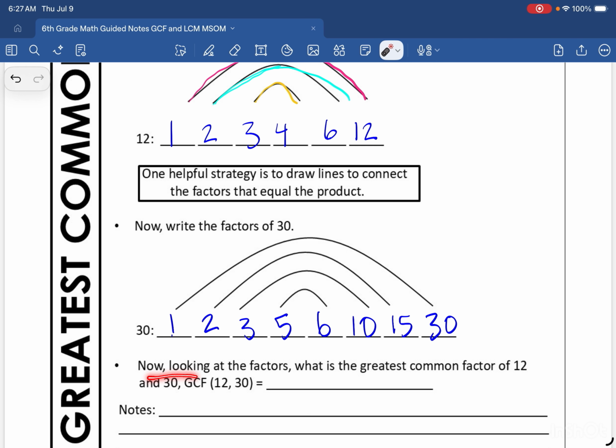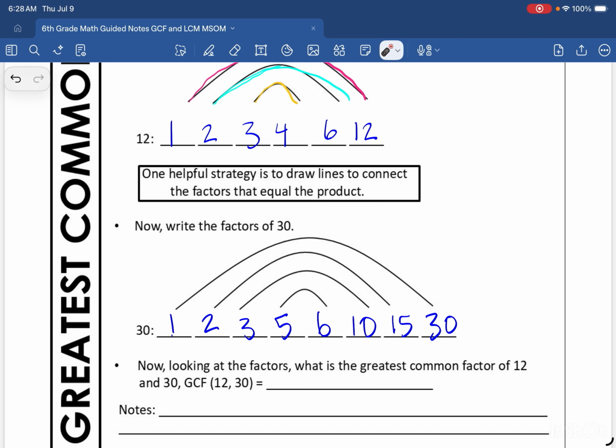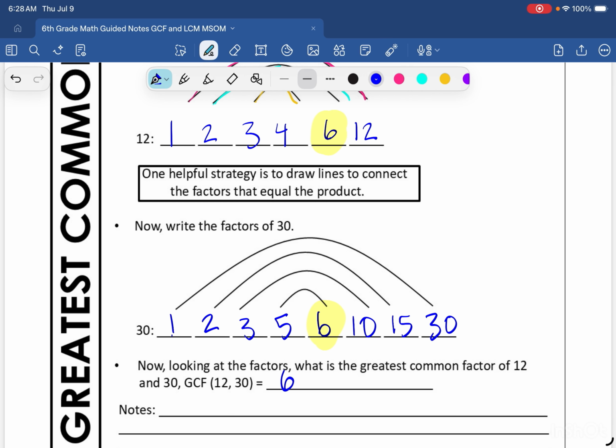Now, looking at the factors of both 12 and 30, what is the greatest common factor of 12 and 30? We're looking for the largest number that is both a factor of 12 and 30. And let's see, that's going to be, looks like 6. 6 is the largest number that is both a factor of 12 and 30. So the greatest common factor of 12 and 30 will be 6.